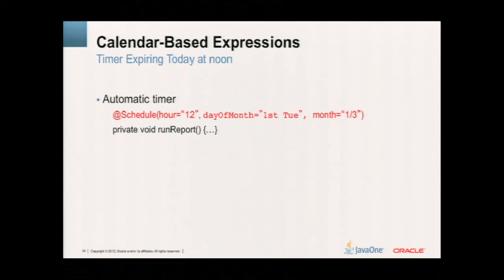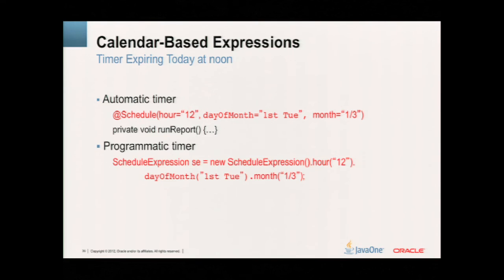So, an example for an automatic timer: you would use the @Schedule annotation, and this is another option of today at noon. This is every first month in a quarter, first Tuesday in a quarter. You know. And the schedule will denote your timeout method.